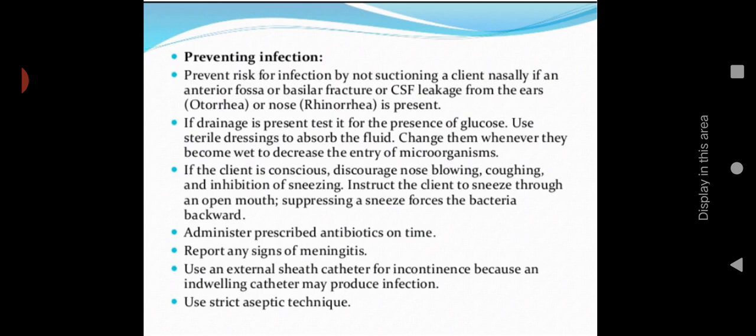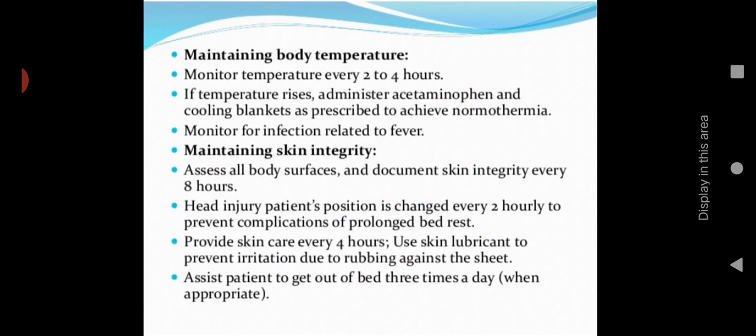And use strict aseptic technique. Always you have to follow aseptic technique because there is a chance of septicemia or body infection. Maintaining body temperature, monitor temperature every 2 to 4 hours. If temperature rises, administer acetaminophen and cooling blankets to reduce the temperature or to make it normal. Monitor for infection related to fever.